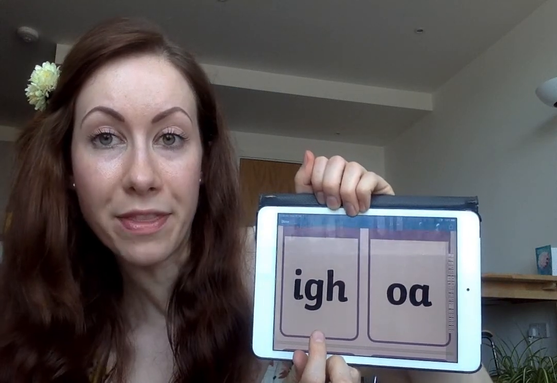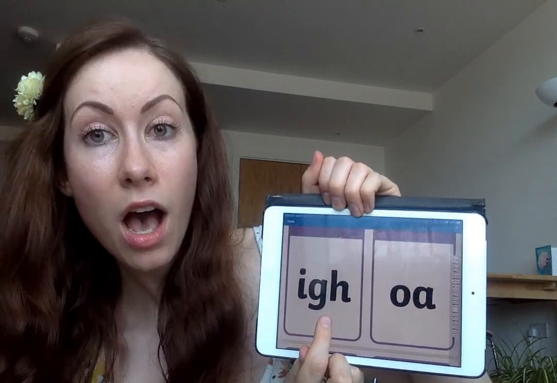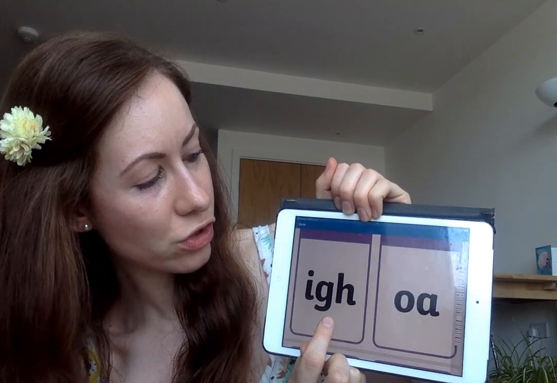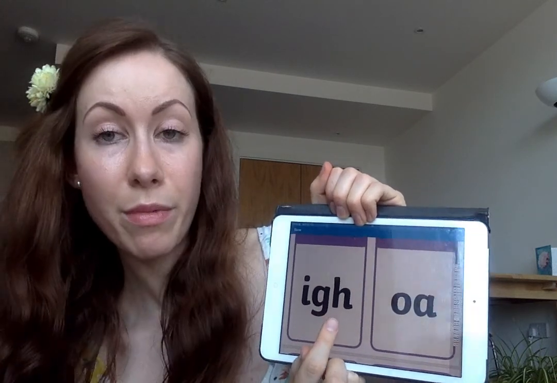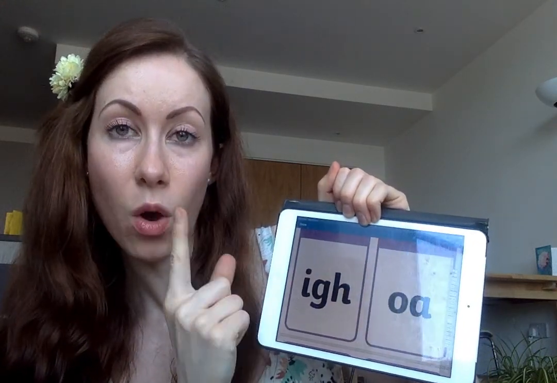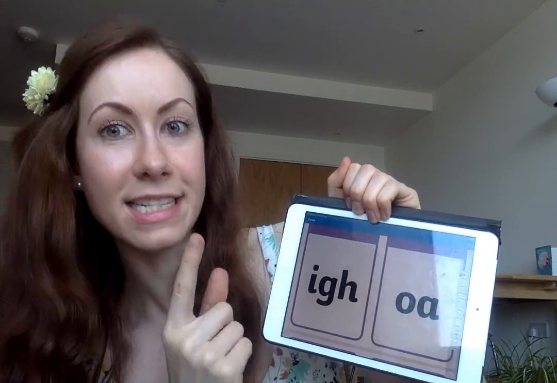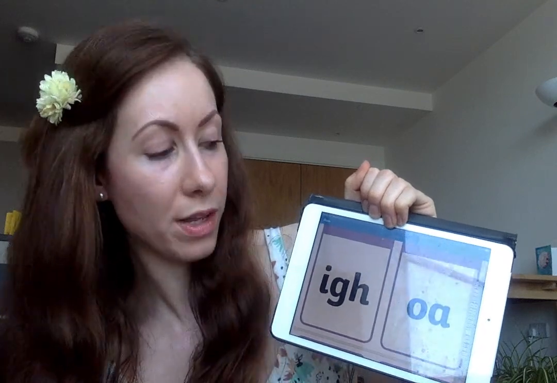Now what about this one? This is the I trigraph. We moved on to trigraphs now. Trigraph, remember, is when we have three letters that make one sound, and a digraph is when we've got two letters that make one sound.